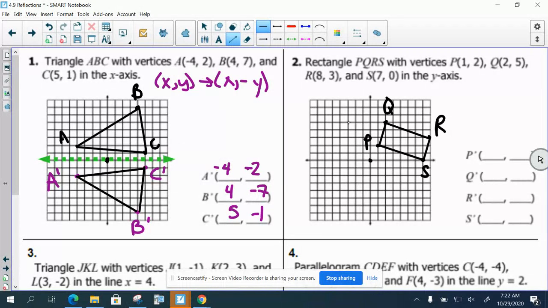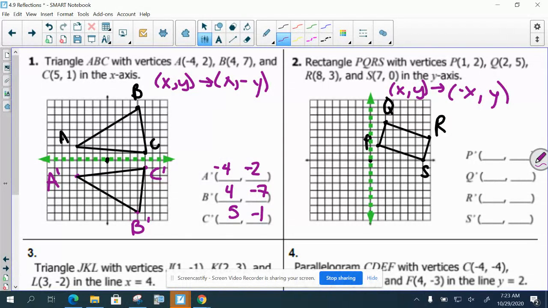All right, number 2, rectangle PQRS with vertices shown below, reflected in the y-axis. Let's highlight the y-axis first. The reflection rule is going to be similar, except the y is going to stay the same, but the x will change. So for your pre-image x comma y, the image is going to be negative x, positive y. So you can think of the rule: if it's in the x-axis, the y changes. If it's in the y-axis, the x changes. Or you can graph it and count.